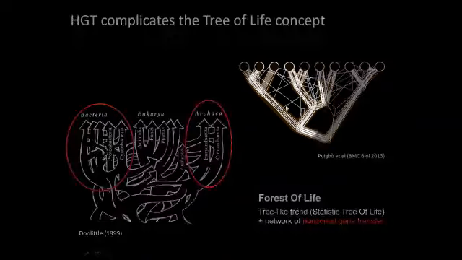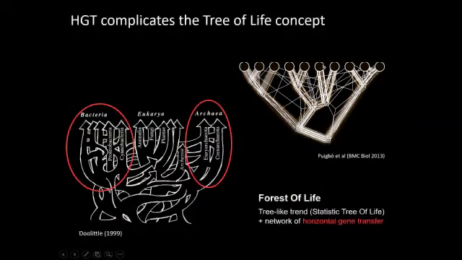And on top of that, there are these horizontal connections that have to do with horizontal transfer. So they actually quantified what's the percentage of this graph that has a tree-like evolution, and what's the percentage of horizontal gene transfer. And they concluded that we can still talk of a tree of life in a statistical sense for prokaryotes.